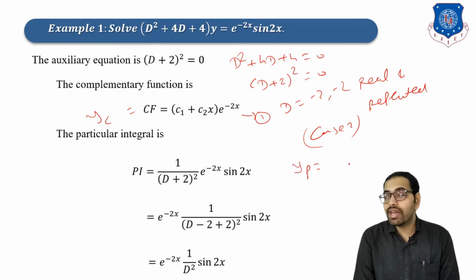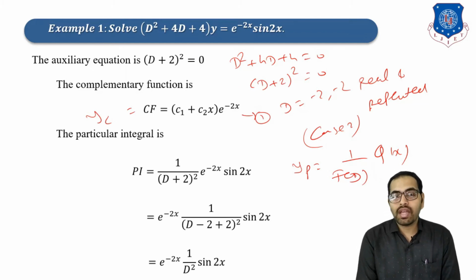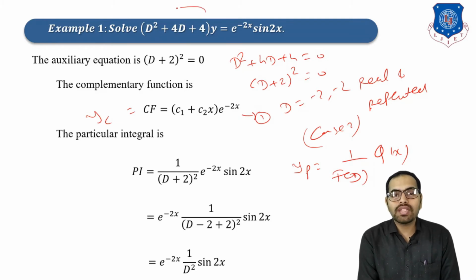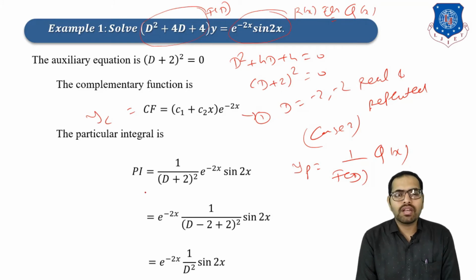Now move to finding the particular integral. yp is equal to 1 upon f of D into Q of x. Now, substituting the values of f of D and Q of x: how can we identify which one is f of D and which one is Q of x? In the given differential equation, the operator terms are indicated by f of D, and whatever is equal to some function of x is indicated by R of x as well as Q of x; you can consider any variable.